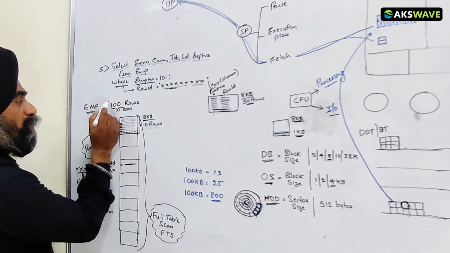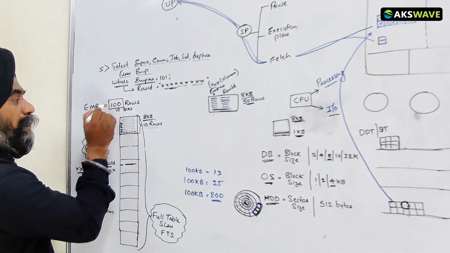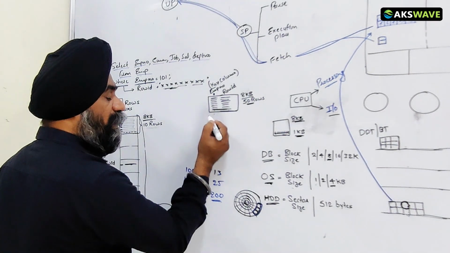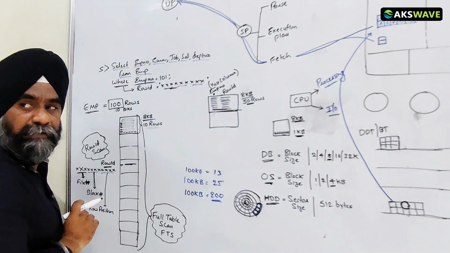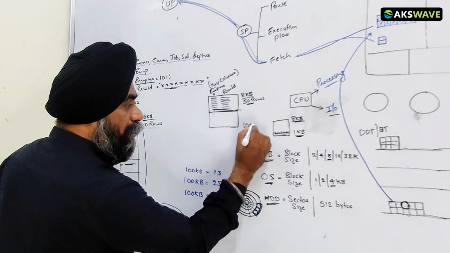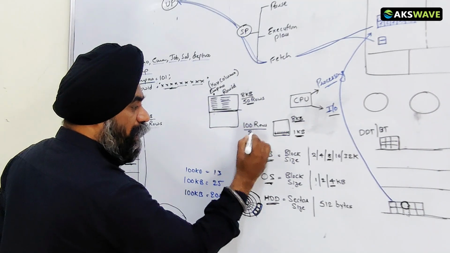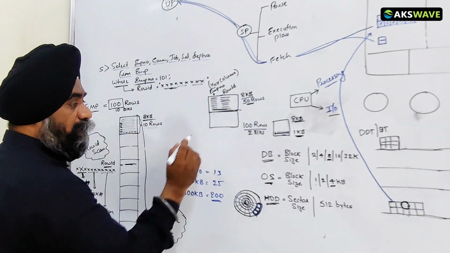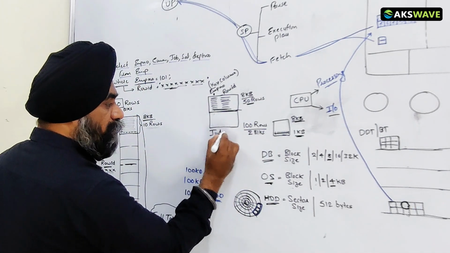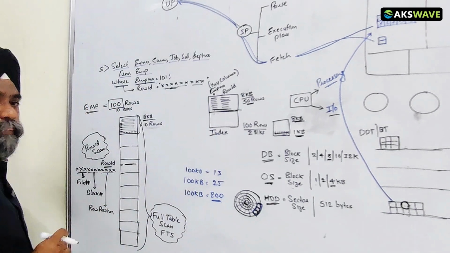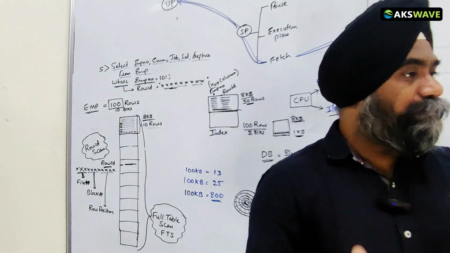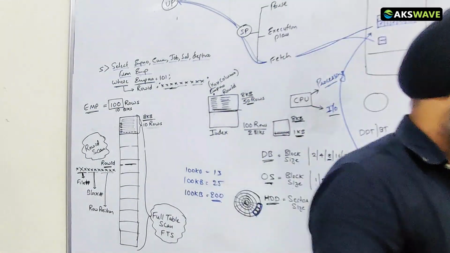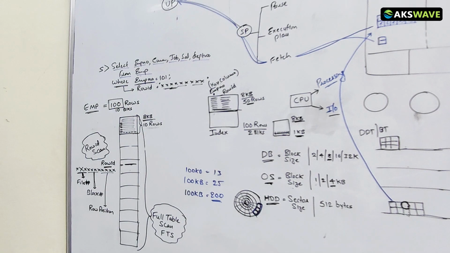So the table contains totally how many rows? 100 rows. So how many blocks do I need in that case? Only 2 blocks. Agree, please? Total 100 rows, we require only 2 blocks. These objects are called indexes. Object, I'm telling. The table you create is also an object. Table is also an object. Index is also a type of object. Got it?